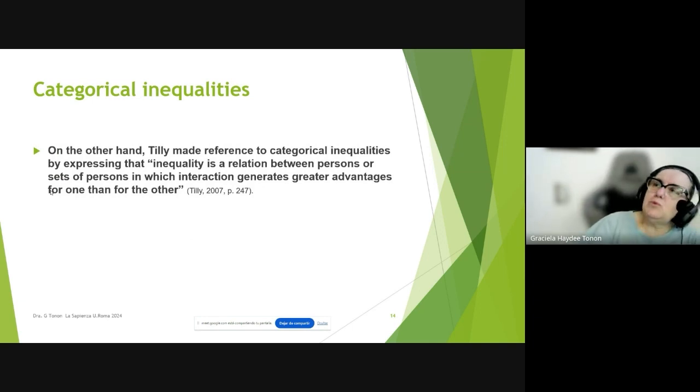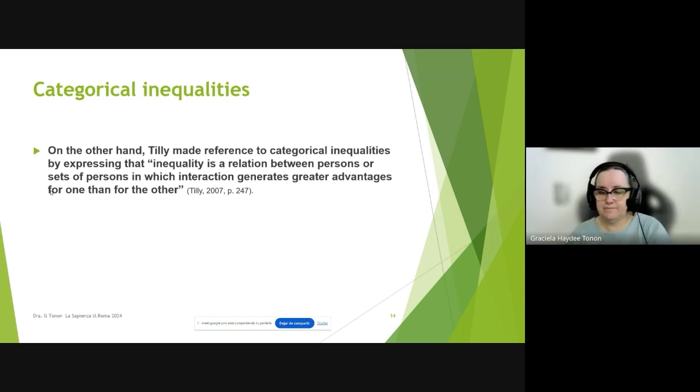Let's speak about categorical inequalities. The author Charles Tilly made reference to categorical inequalities by expressing that inequality is a relation between persons or sets of persons in which the interaction generates greater advantage for one than for the other.